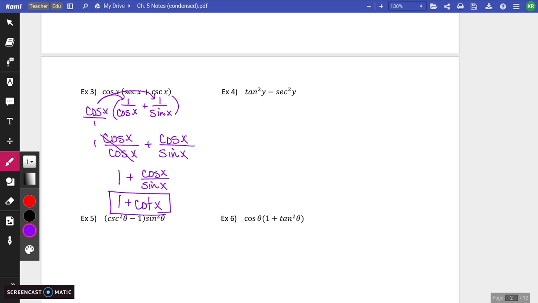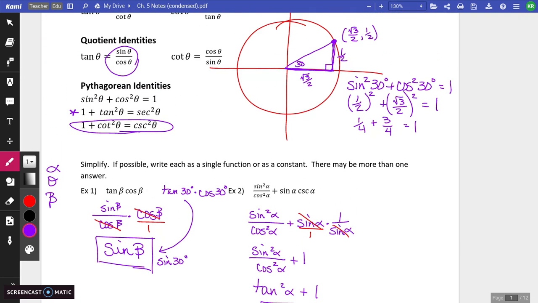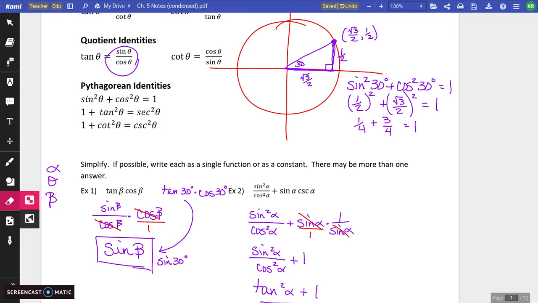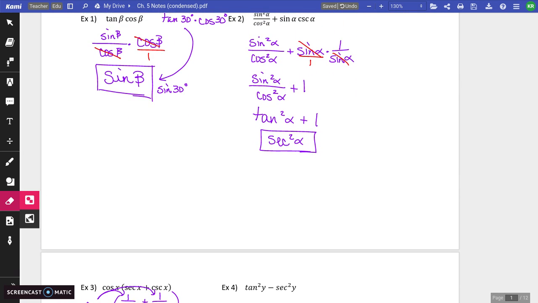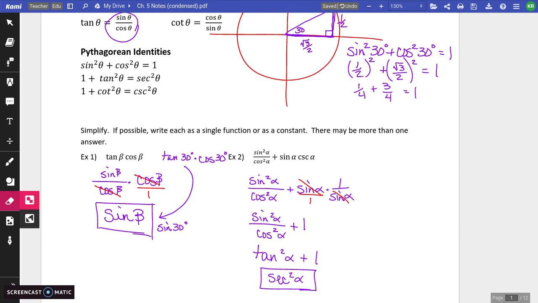The clue here is that you have these trig functions that are squared. If you go back to these Pythagorean identities, that's what they are built on, trig functions that have been squared. So take a look at those. If you go down to number 4, you've got a tangent squared y minus secant squared y. Well, right here, you have a trig identity that uses both of those.